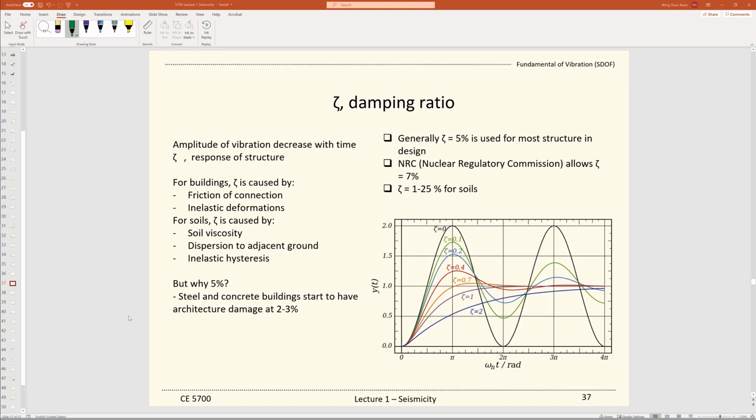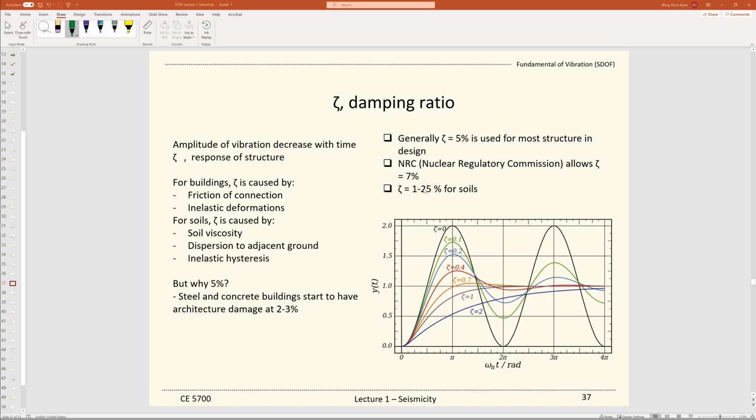We used to set the damping ratio at 5% for design. But why? Because steel and concrete buildings start to have architectural damage at about 2 to 3%. So 5% is a little bit on the conservative side, for some factor of safety to come in. Typically 5% is used for most structure design, but for some more critical structures like a nuclear plant, the NRC, Nuclear Regulatory Commission, sets the damping ratio at 7%.